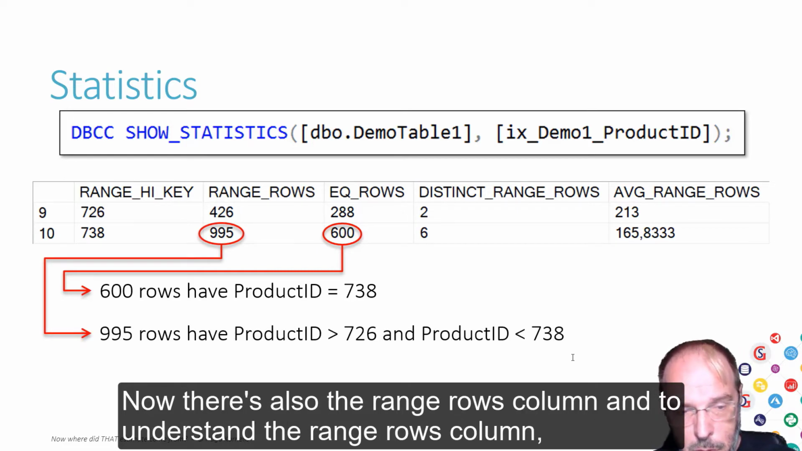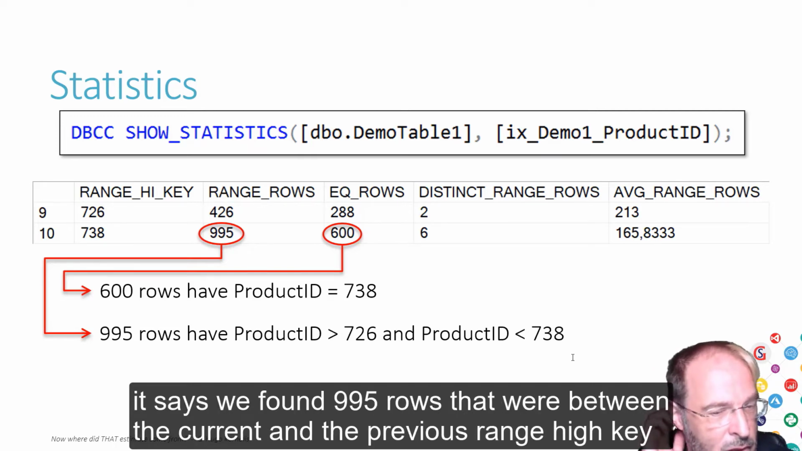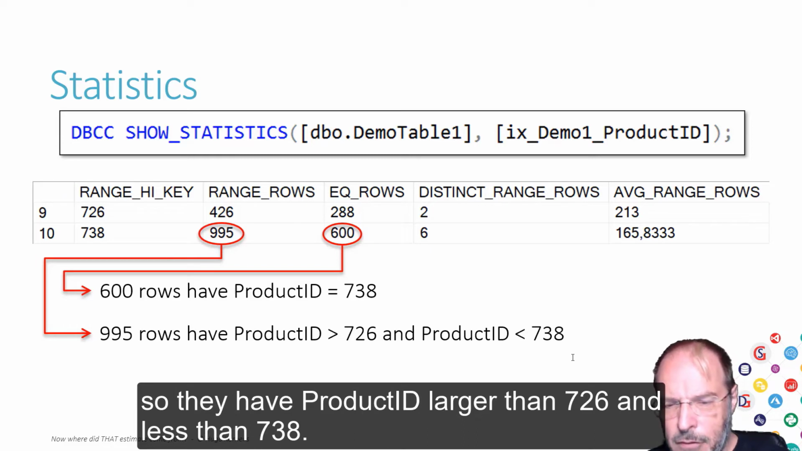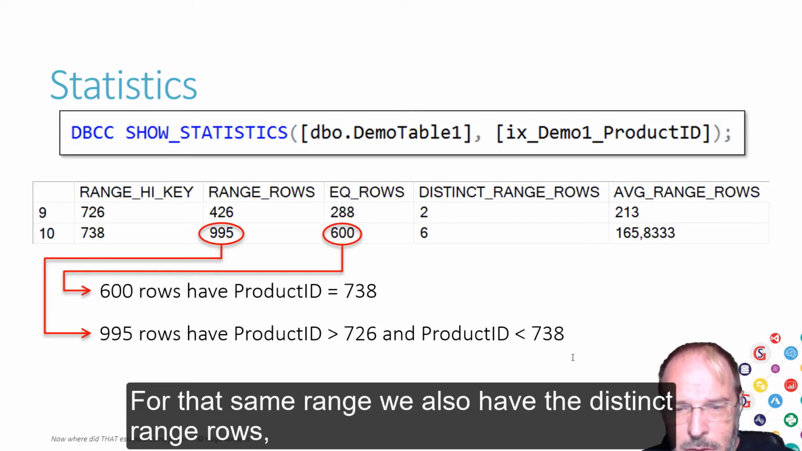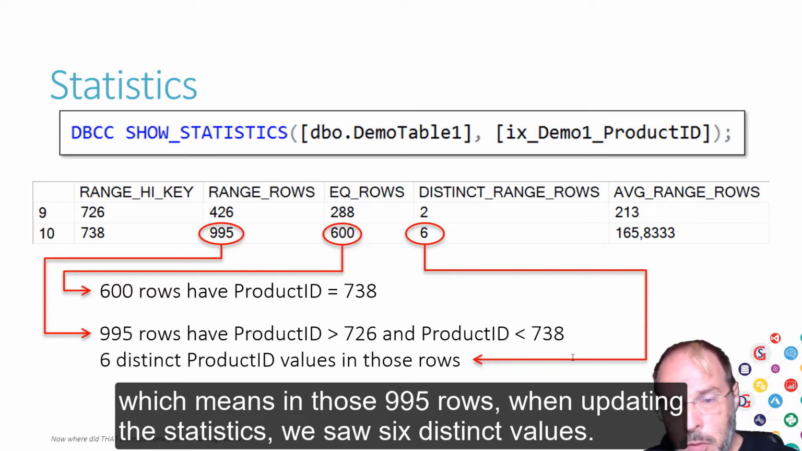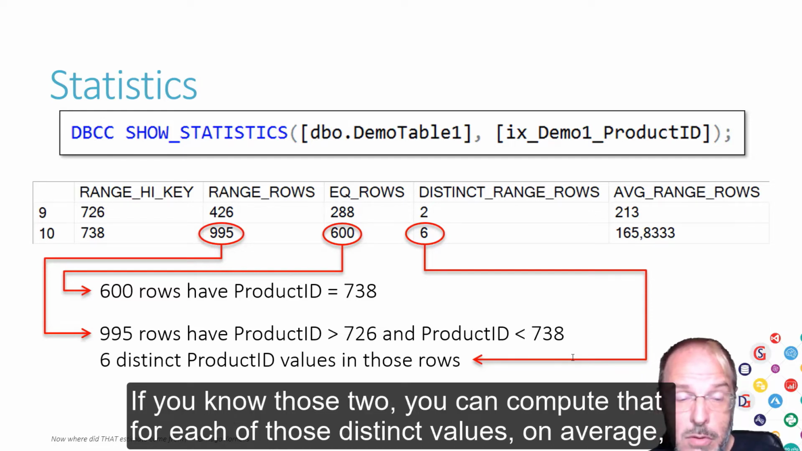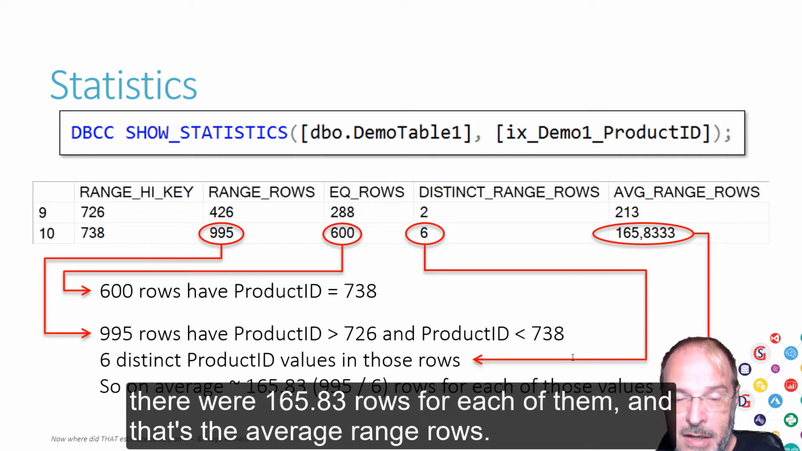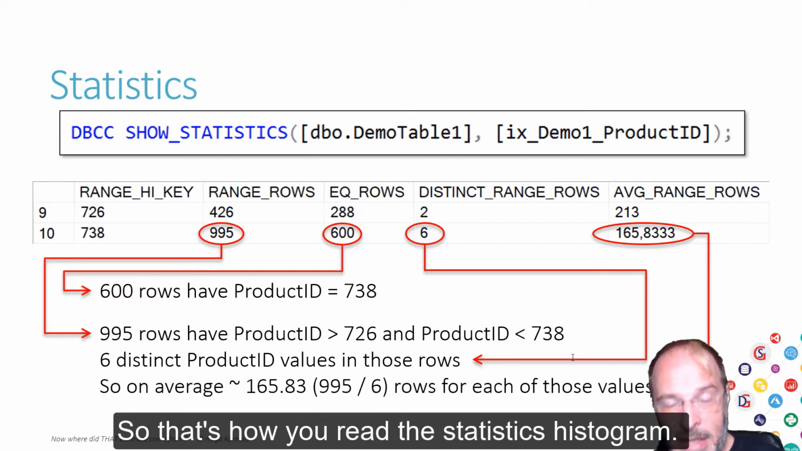Now there's also the range rows column, and to understand the range rows column, it says we found 995 rows that were between the current and the previous range high key. So they have product ID larger than 726 and less than 738. For that same range, we also have the distinct range rows, which means in those 995 rows, when updating the statistics, we saw 6 distinct values. If you know those two, you can compute that for each of those distinct values, on average, there were 165.83 rows for each of them. And that's the average range rows. So that's how you read the statistics histogram.